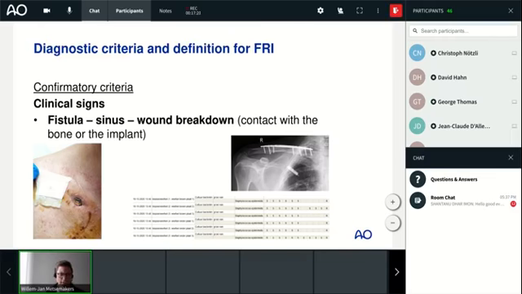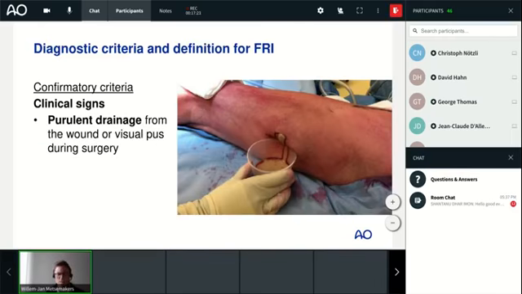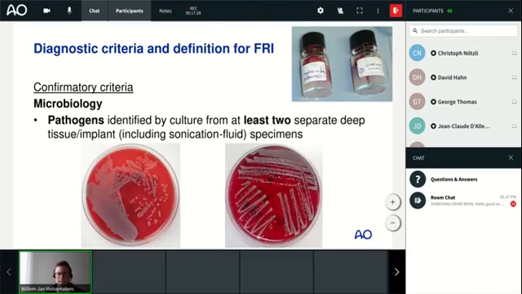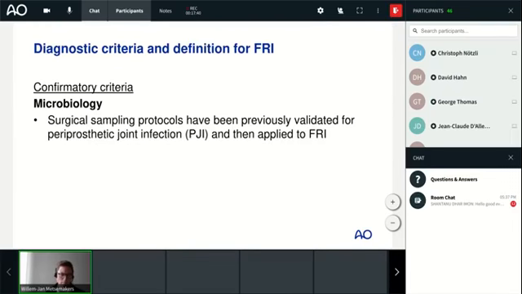Of course, purulent drainage or visual pus during surgery is a confirmatory sign, and important are the pathogens identified by culture from at least 2 separate deep tissue specimens. This, for example, is a Staph aureus infection on a petri dish. But when we talk about microbiology, we have to talk about sampling.